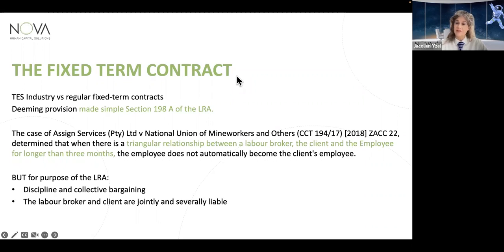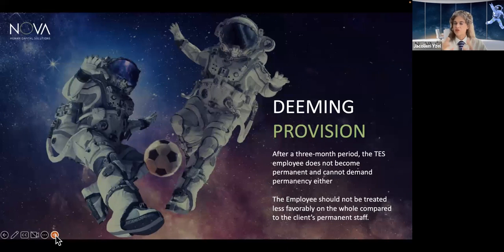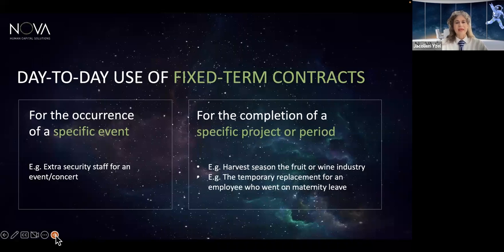So all I can advise in this situation is make sure that you do business with ethical people, whether you're the client, whether you are the broker. Make sure that your fixed term contracts are sound and properly drafted. And I will elaborate a little bit more on that as we move along. So the deeming provision, just to wrap up, is there to protect vulnerable staff. And it doesn't mean you can demand permanency, but you can demand the same fair treatment as that particular vulnerable employee. So everyday use of fixed term contracts, there's a couple.